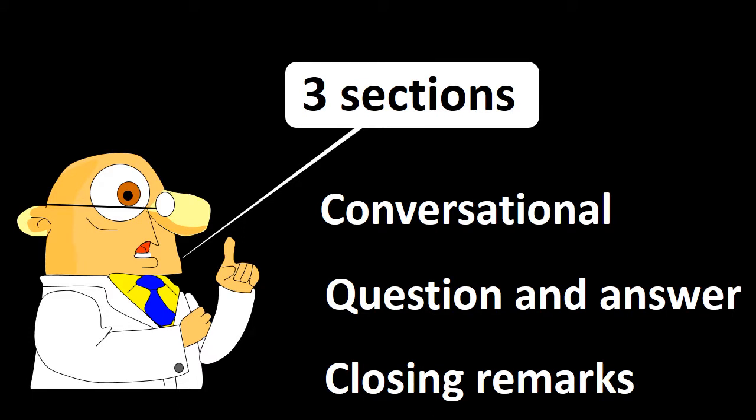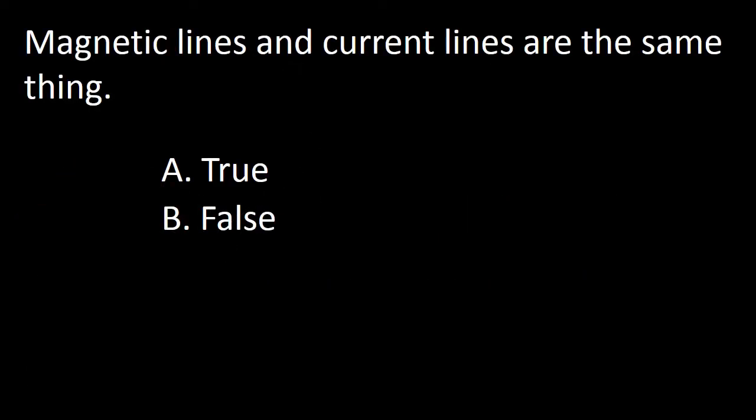I will, at this time, change the format of this talk from conversational to question and answers. The first question is, magnetic lines and current lines are the same thing. A, true, B, false.